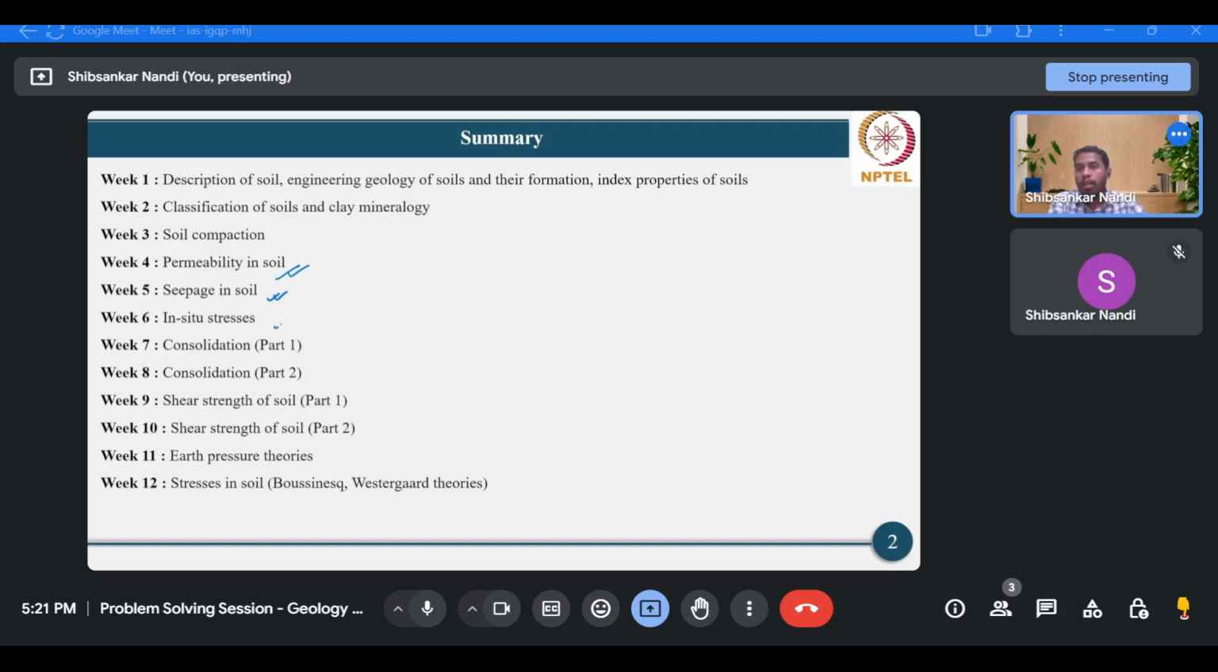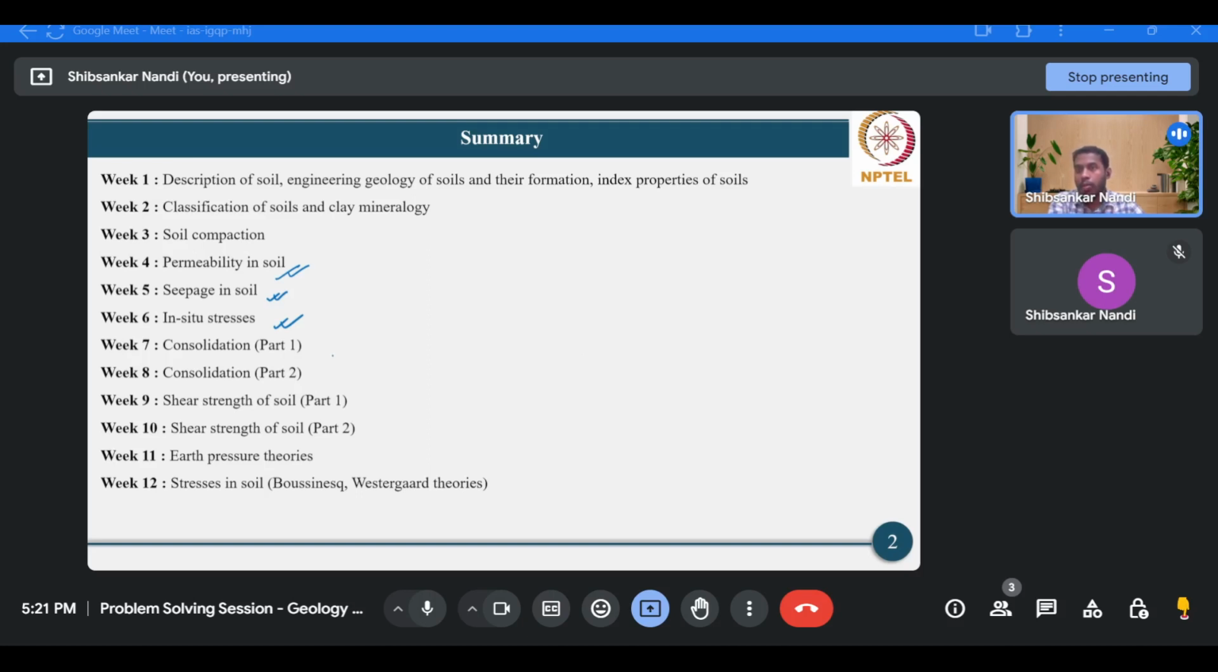Okay, now once this concept of effective stress was clear to us, we have been introduced to another aspect of soil mechanics, that is consolidation.